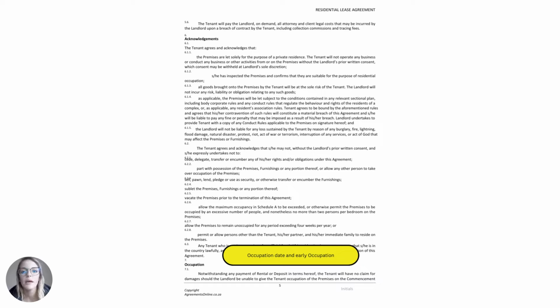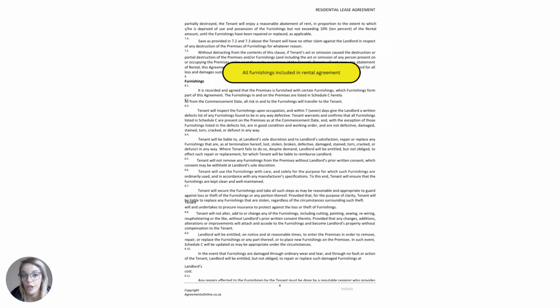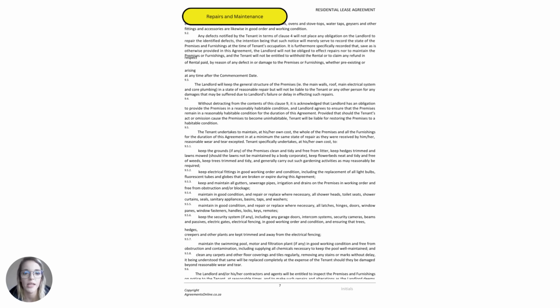The agreement then makes note of acknowledgements made by both the tenant and the landlord, and also makes reference to occupation, which is the date of occupation, as well as what happens in the case of early occupation. The agreement then notes furnishings. So this is furniture that will be in the property during the duration of the lease and how that is to be cared for, things such as that is covered under there.